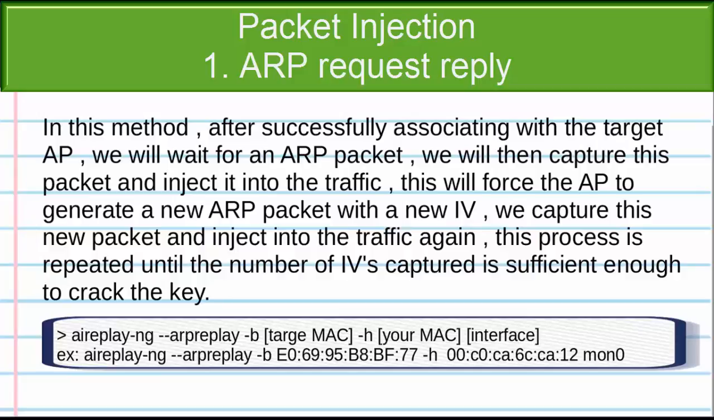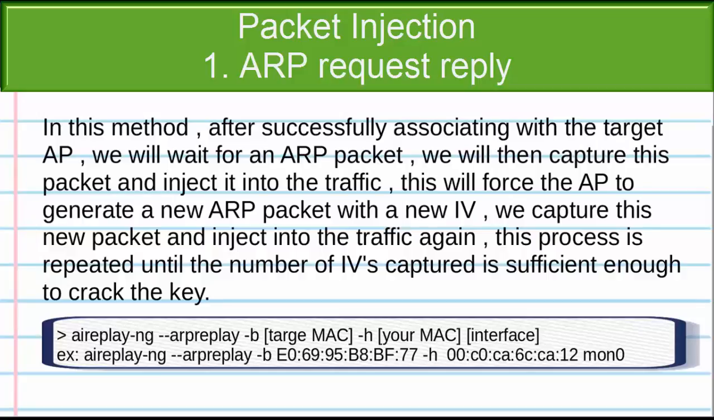So the first method of packet injection that we're going to talk about is ARP request replay. In this method, we're going to wait for an ARP packet, capture this packet, and inject it into the traffic. When we do that, the access point is going to be forced to create a new packet with a new IV. We're going to capture this new packet, inject it back again into the traffic to force the access point to create another packet with another IV. We're going to keep doing this until the number of data is high enough to crack the WEP key.